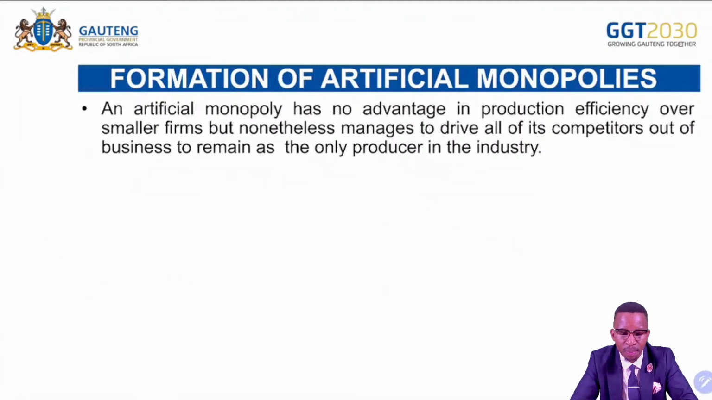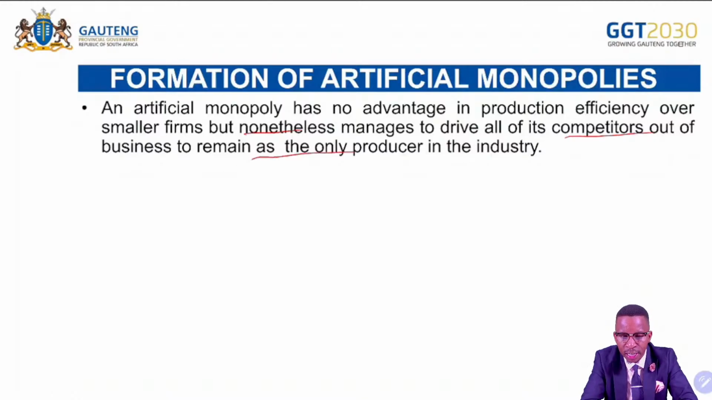How is it formed? I mean, artificial monopoly. An artificial monopoly has no advantage of production efficiency over small firms, but nonetheless manages to drive all of its competitors out of the business or the market to remain as the only producer of the product in the market or the industry.